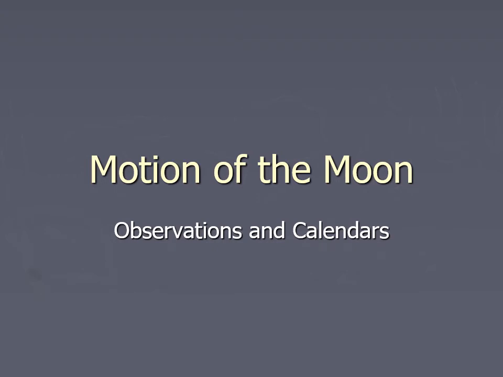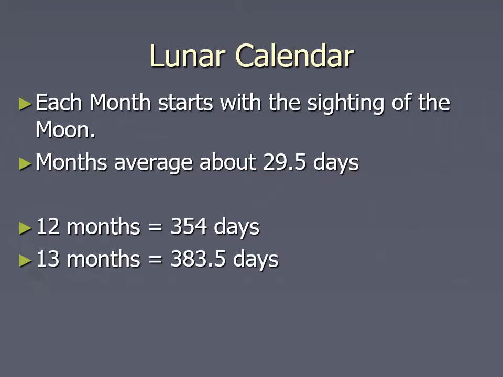So our previous lecture introduced the idea of keeping track of time with calendars. And we said one of the problems is if you keep track of a calendar using the moon, each cycle of the moon's phases is 29.5 days. So 12 months does not match how long it takes the Earth to go around the sun. 13 months is too long.